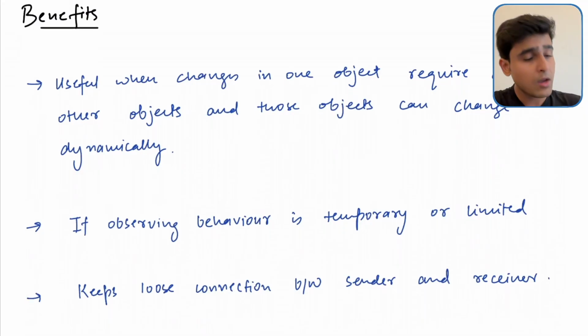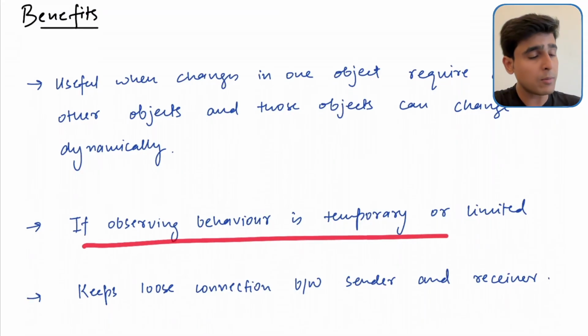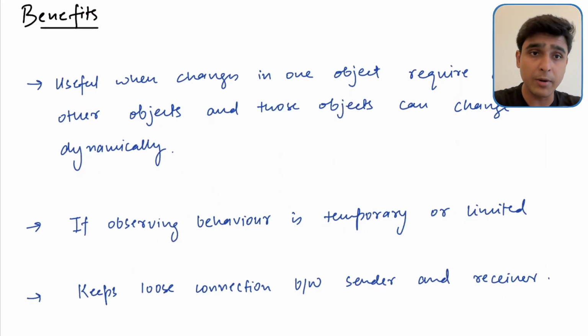The second thing is if the observing behavior is temporary or limited, right? Temporary means you want to receive the notifications for a certain time, it's not permanent. As we discussed, you can remove the observers, and here again the observer pattern helps, or the behavior is limited. Also, let's say the publisher emits multiple types of events, but you are interested in only a particular type of event. You can subscribe only to those types of events rather than subscribing to all events, right?